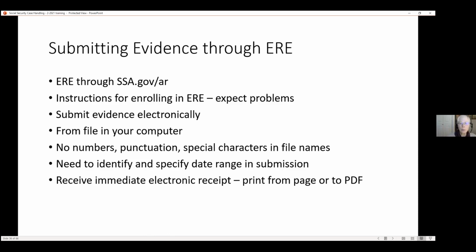You need to not put numbers, punctuation, or special characters in your file names, and they will tell you that. If you try to submit it with that information, they'll kick it back and say you can't do it. So you might have your file name labeled Dr.